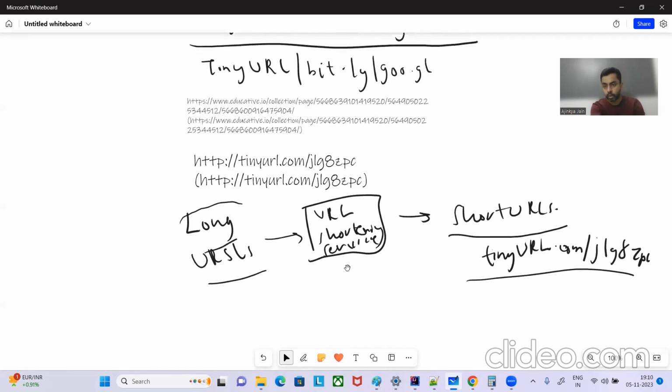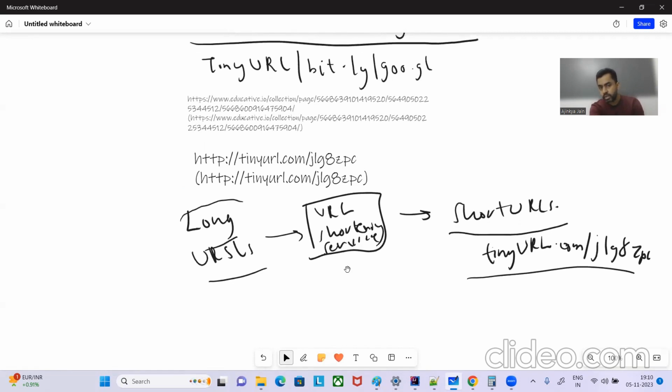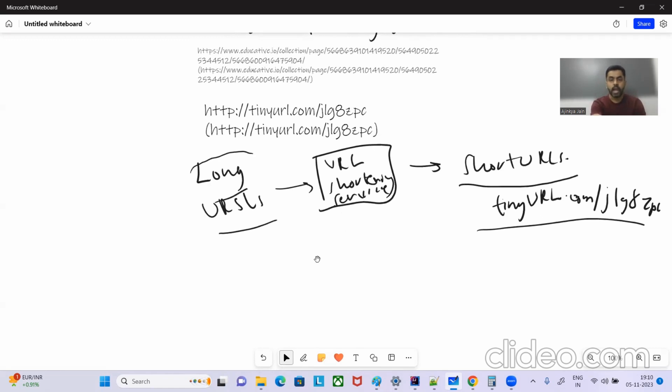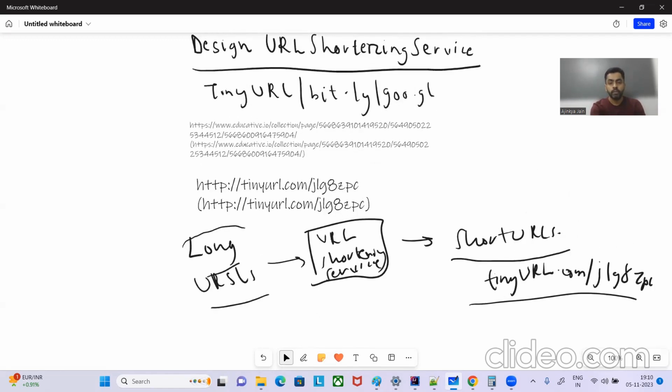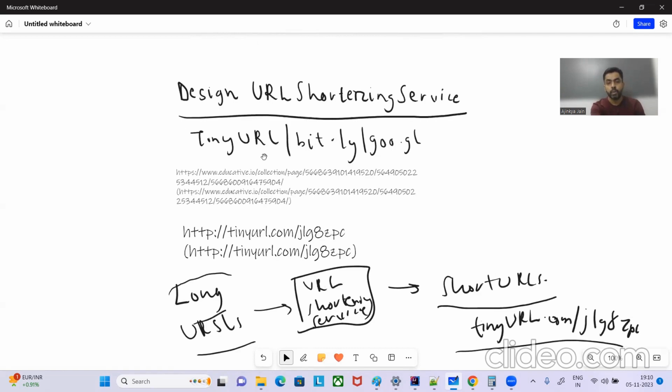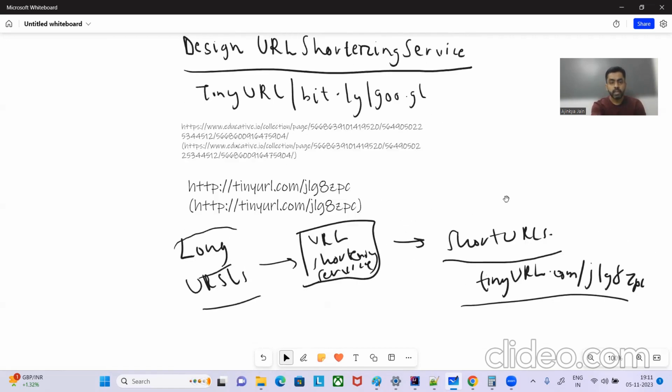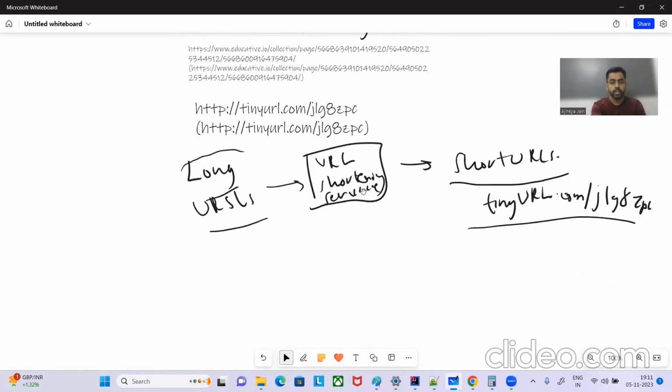This is the advantage of a URL shortening service. It gives you short URLs for your corresponding long URLs, and you can use them whenever you want to route to that page. This is the job. There are quite a few services which provide this: one of them is tinyURL, another is bit.ly, and another is Google's own goo.gl. This is the problem we want to design the system for.